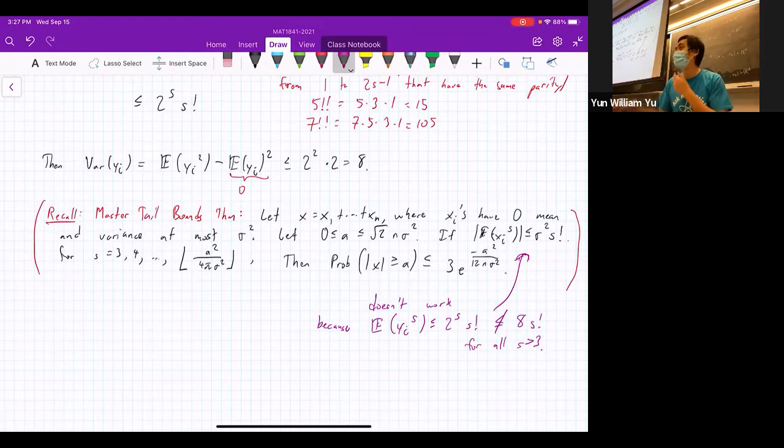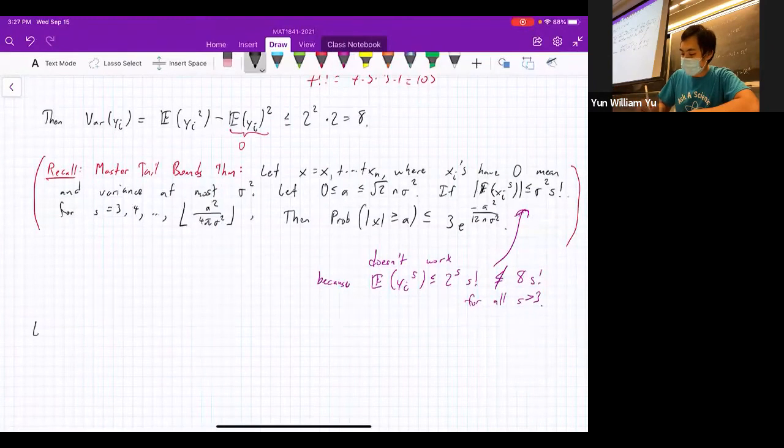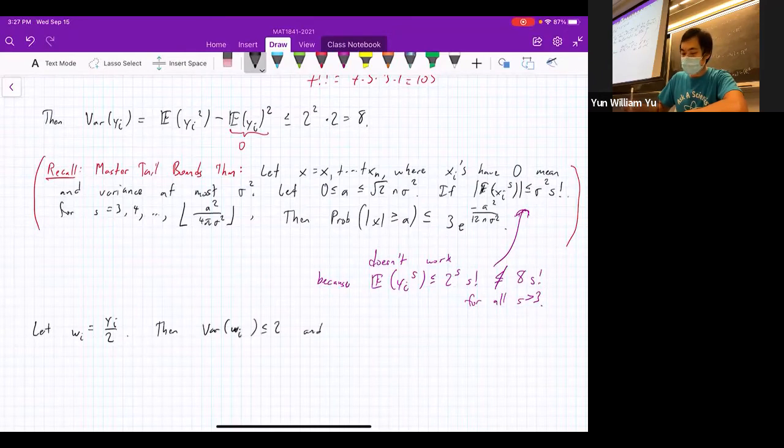Yes, that's exactly right. What you can do is change your random variable. Instead of looking at yi, we're going to use a different random variable. We're going to let wi be equal to yi over 2. Exactly. And so what that's going to do is the variance of wi is going to be less than or equal to 2, and the expectation of all the s-th moments of wi are going to be less than or equal to 2 times s factorial.